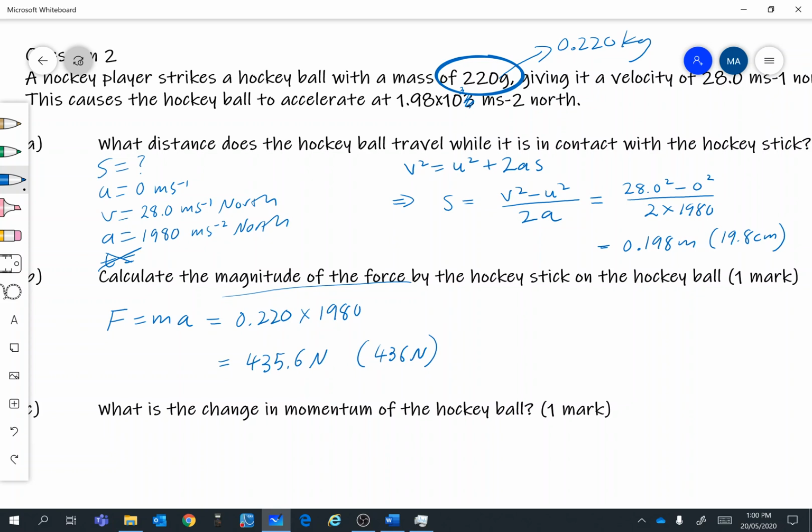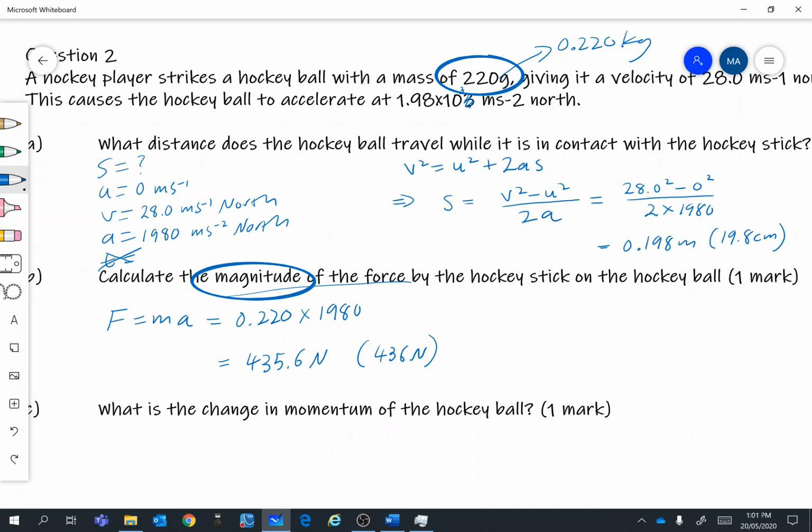Now, I'm not going to give a direction here because we're just asked for magnitude. Of course, this is in the direction north, but we don't need to worry because we're just asked the magnitude. That means we just need to give the size of the force.